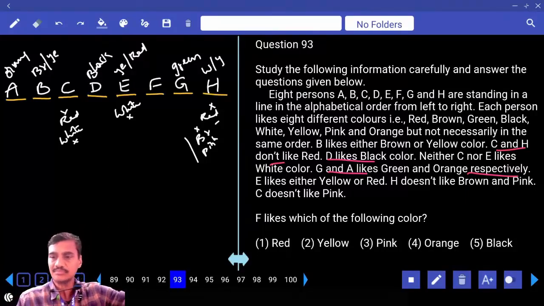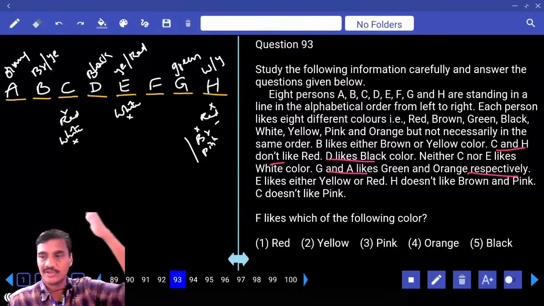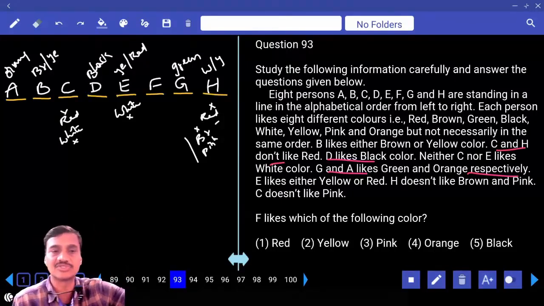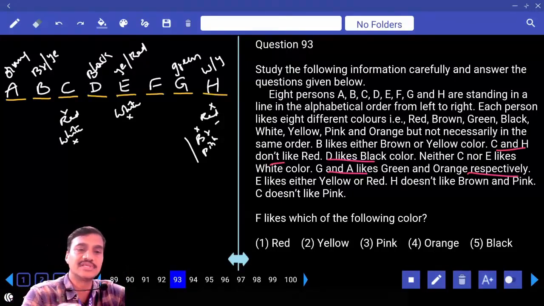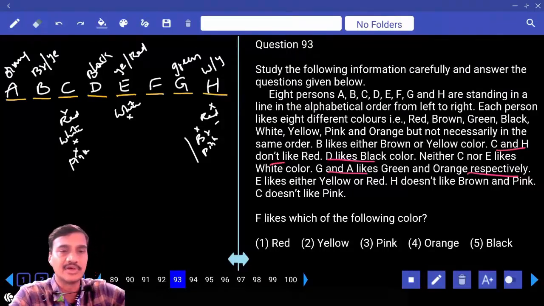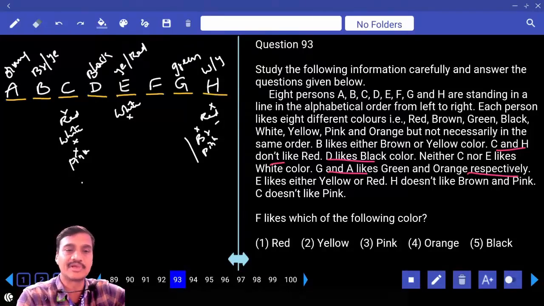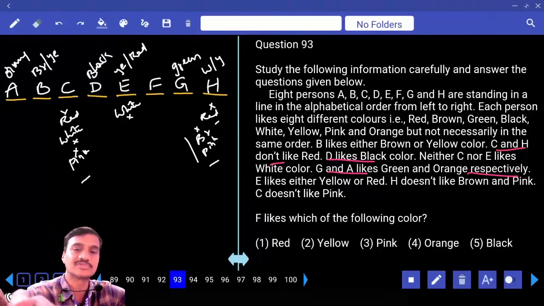Then H does not like brown and pink, and C does not like pink color. Now with the help of this, tell me what are the colors we can identify. Pink color cannot be C and H cannot be pink. Then who must like pink color here? F must like pink color.